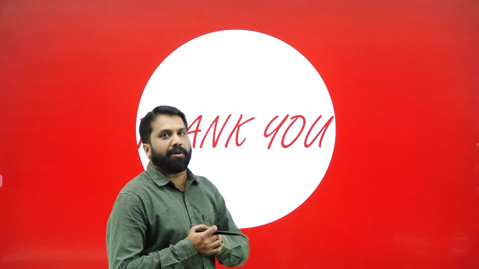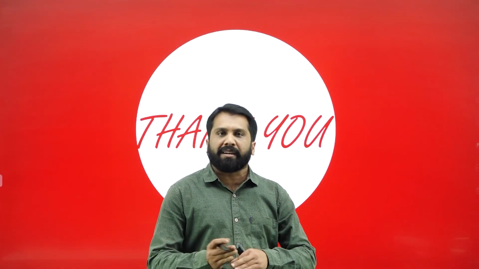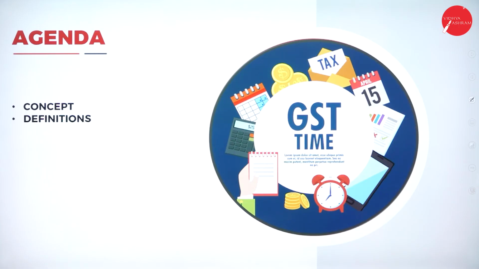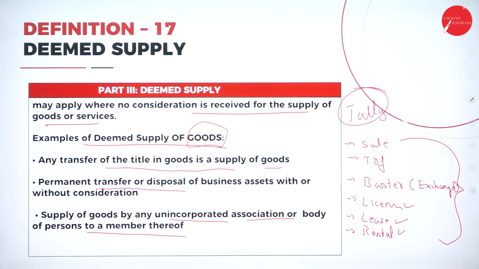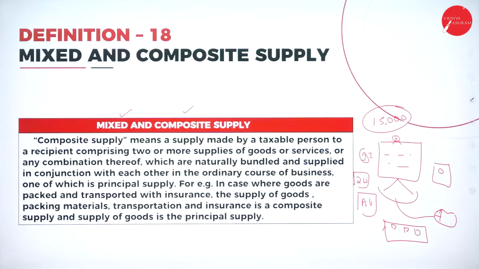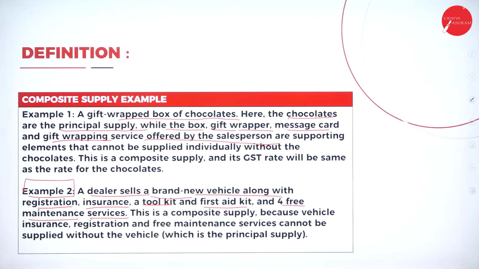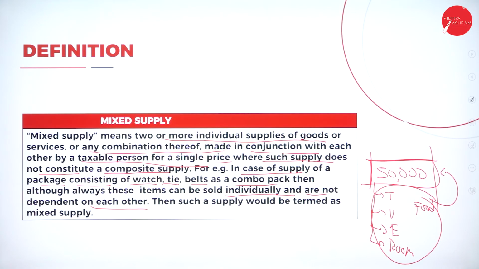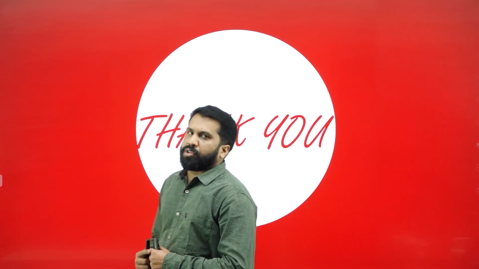So this is all about your today's session. I'll go back through all the slides so that you can take screenshots. So this is your agenda. This is your definition number 17, deemed supply. This is your second part: mixed and composite supply, definition number 18. Example for your composite supply. And this is your mixed supplies. This is all about your today's session.